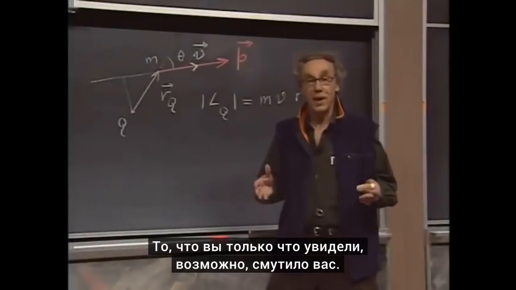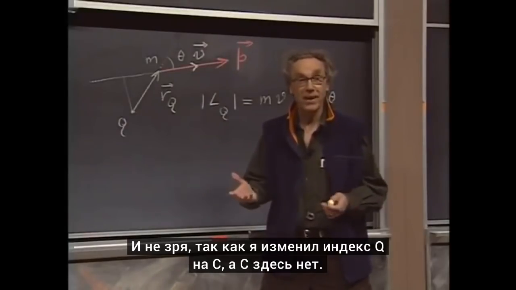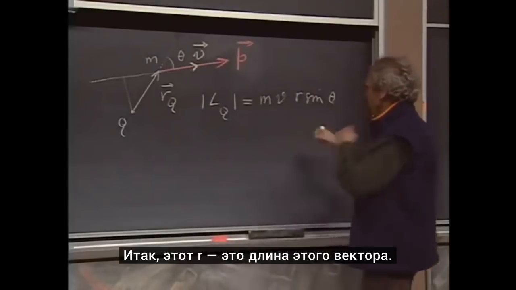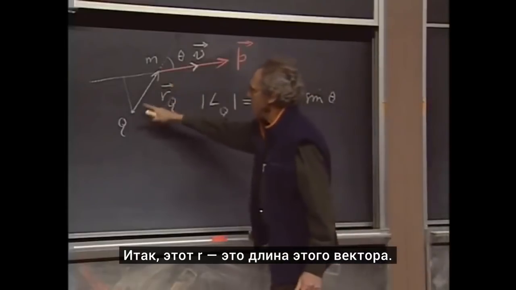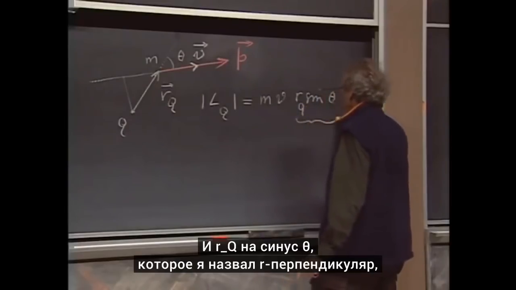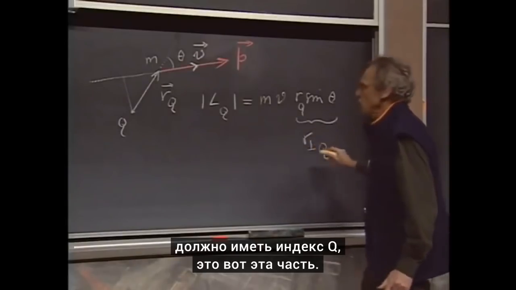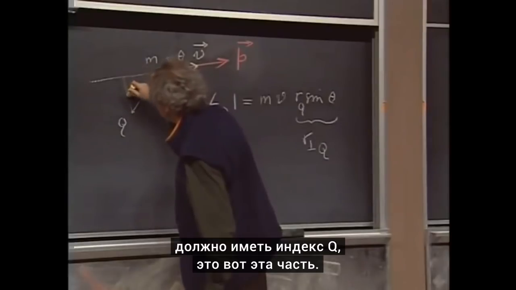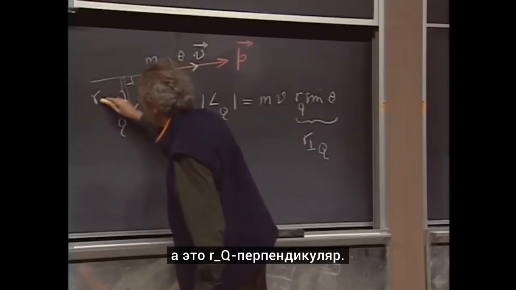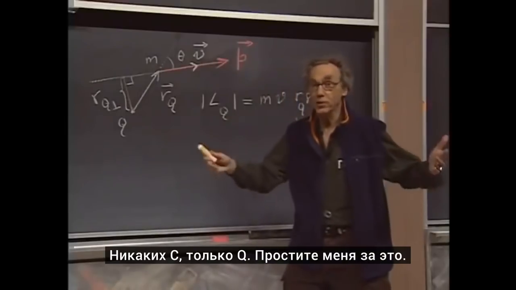What you just saw may have confused you, and for good reason, because I changed my index q to C, and there is no C. The indexes should all be q, of course. So this r is the length of this vector. It is the magnitude of this vector. So this should have a q. And r of q sine theta, which I call r perpendicular, must have an index q. And that is this part here. This angle is 90 degrees, and this here is r of q perpendicular. No C's at all, only q's. I'm sorry for that.